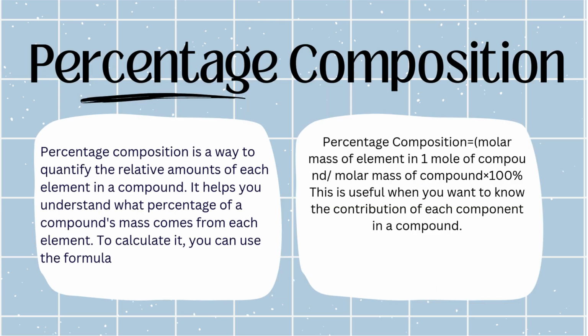Percentage composition. Percentage composition is a way to quantify the relative amounts of each element in a compound. It helps you understand what percentage of a compound's mass comes from each element. To calculate it, you can use the formula: percentage composition equals molar mass of element in 1 mole of compound divided by molar mass of compound, times 100%. This is useful when you want to know the contribution of each component in a compound.